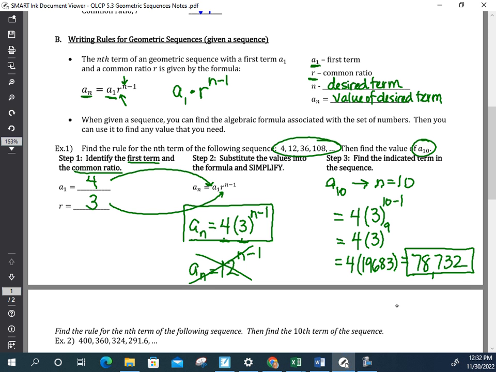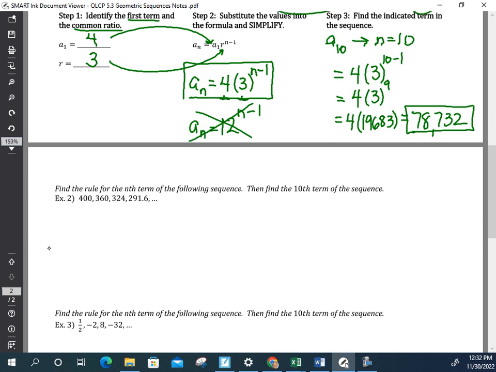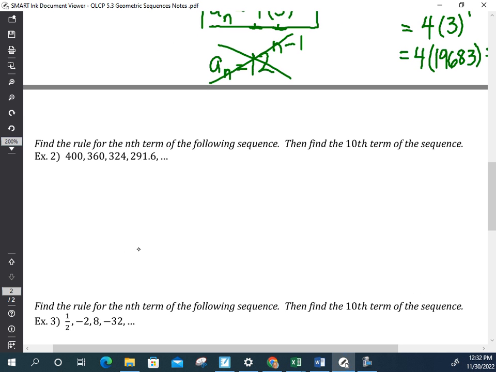So, with that, let's work on example 2. Same rules apply. We're going to write the equation and then find the 10th term of the sequence. So, all things being equal, we follow the exact same steps. So, step 1, identify A1 and the common ratio. First term, that's easy. 400.